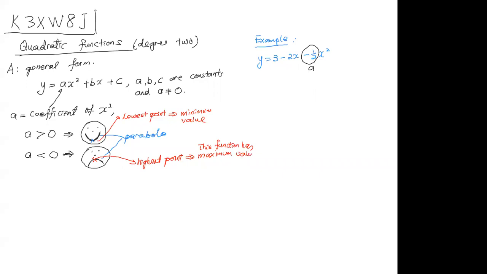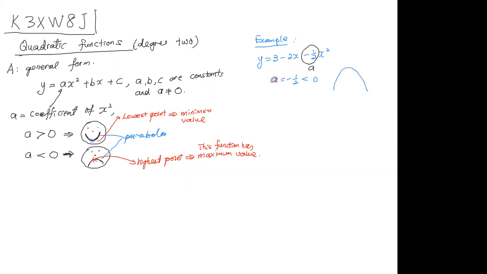Are you okay? Okay. So straight away, I can know the shape. So the shape for this curve, my a is negative half, which is less than 0. So the curve goes like that.